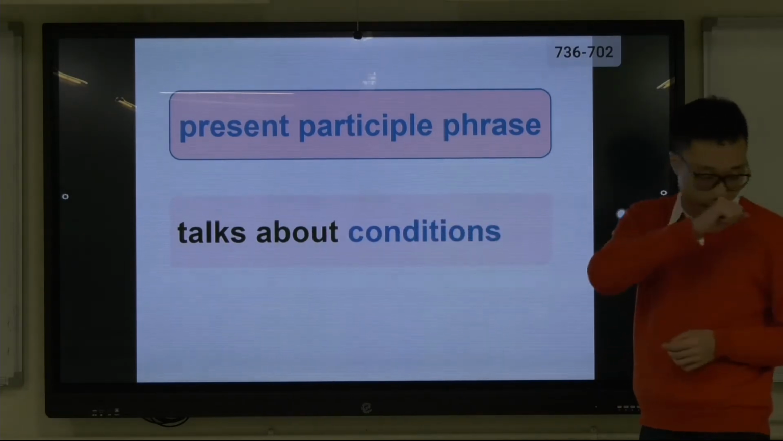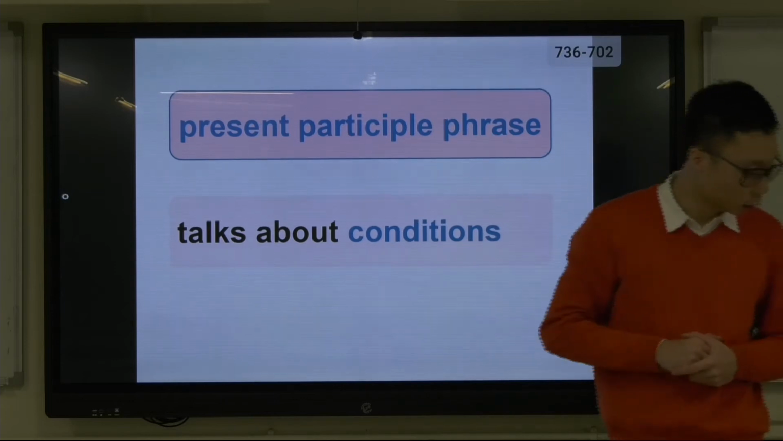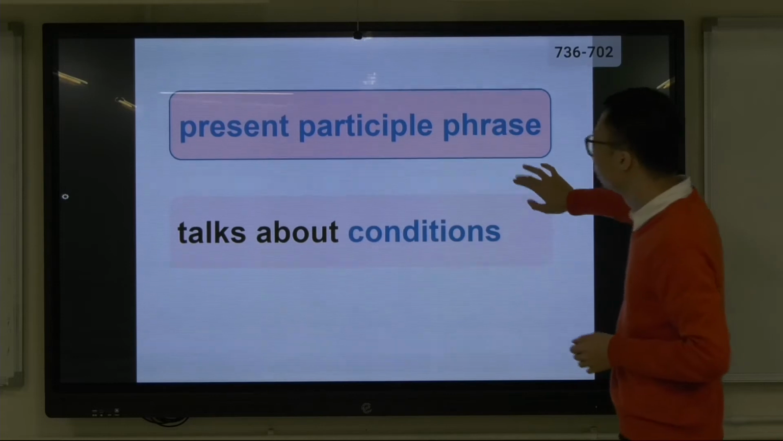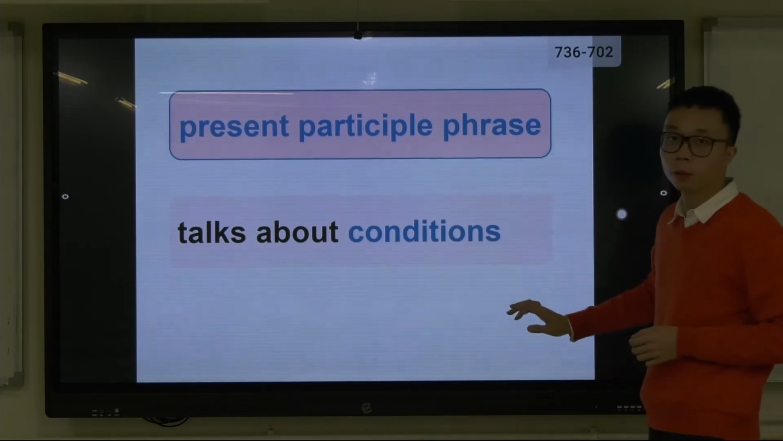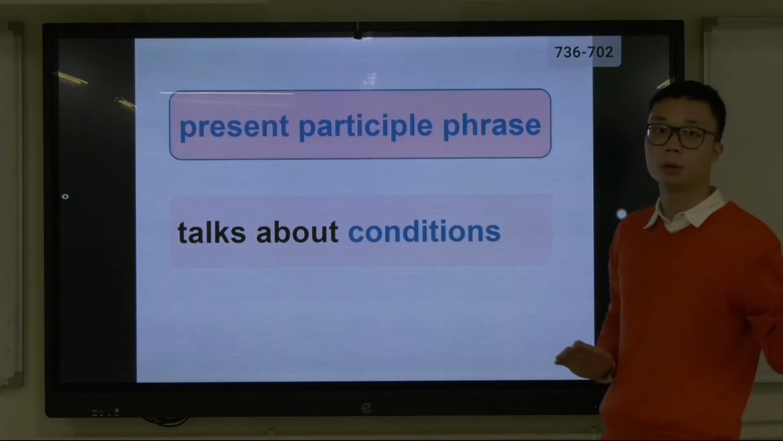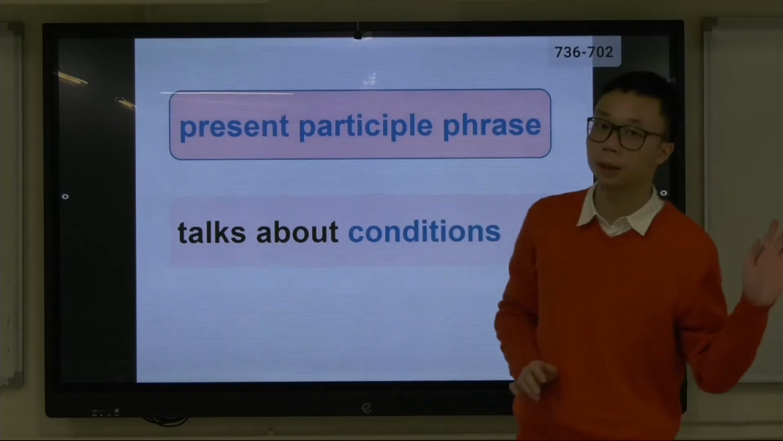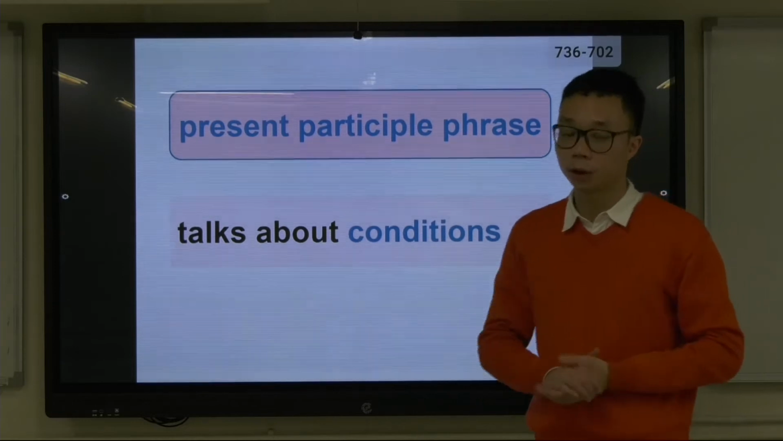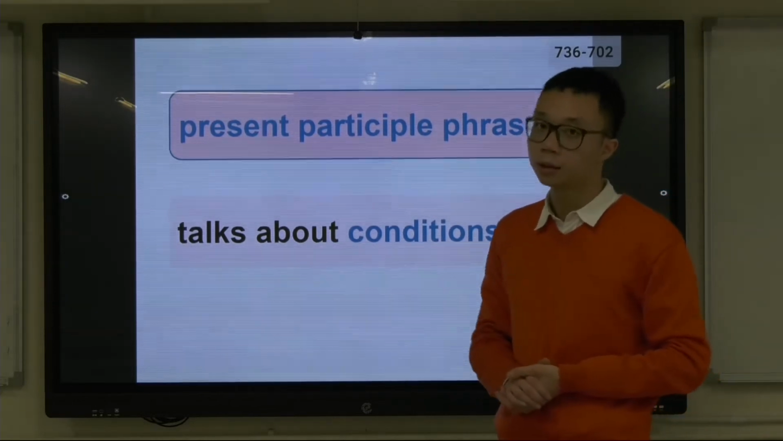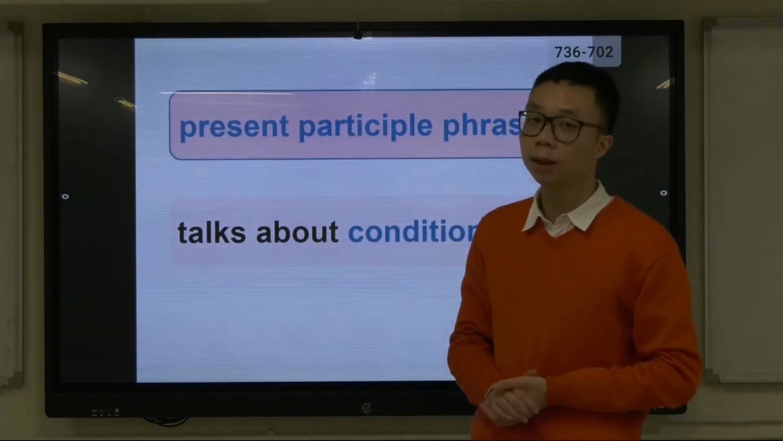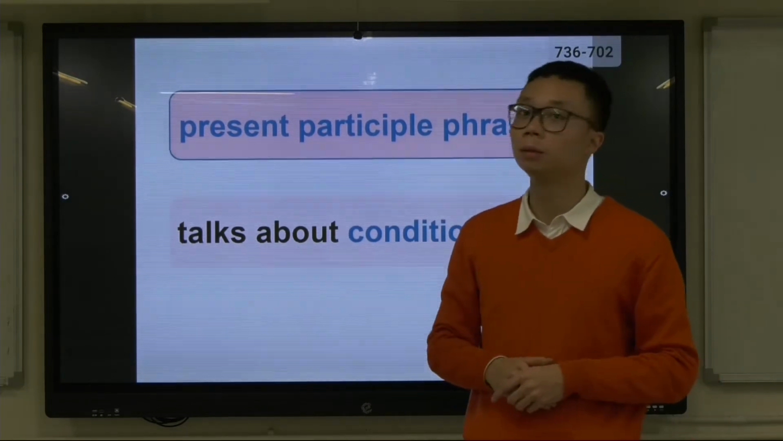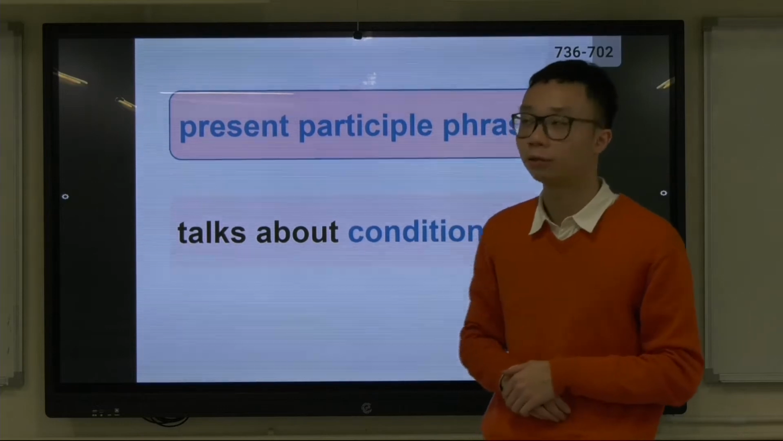A present participle phrase is used to talk about conditions. So we're going to explain this one. You should all know about these kinds of present participle phrases. Do you often hear people start their sentence with -ing when they talk to you? Do you often hear that? I give you 3 seconds to think about it.